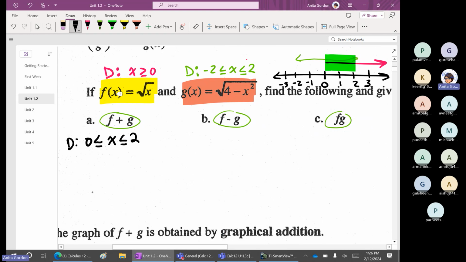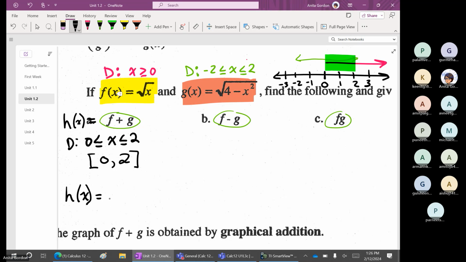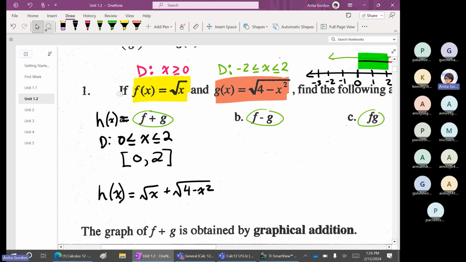Okay, another way that I can say this is using interval notation, where the square brackets represent numbers I can touch, and round brackets represent numbers I cannot touch. If I were to write, what is the function h, where h of x equals this? Well, it's square root x plus square root 4 minus x squared. So here's my new function and its new domain. Hopefully this is a bit straightforward, yes or no? Make sense?